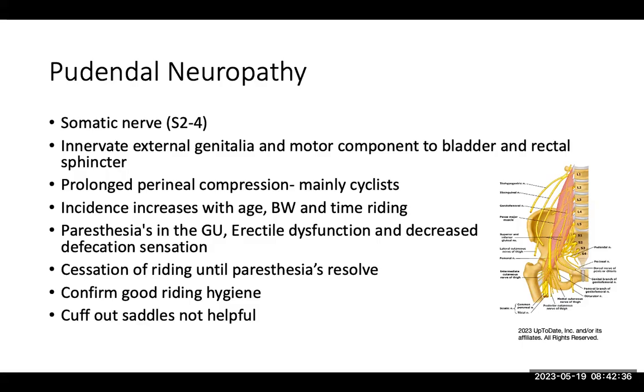Etiology: lifetime prevalence among athletes can be up to 90%, and incidence increases with age, increased body weight, and increased cycling time. So those who cycle more than 10 years and more than 3 hours a week have an increased risk of pudendal neuropathy. They typically present with genital numbness and tingling.